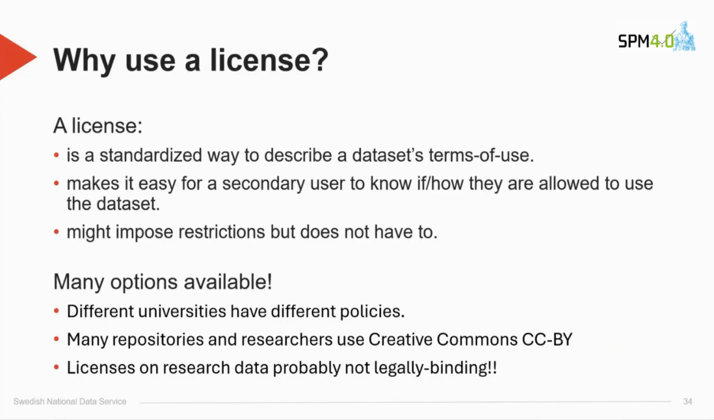Okay, a license is a standardized way to describe a data set's terms and conditions, and it makes it easier for a secondary user to know if they're allowed to use the data set. Often people think with the license, oh, I'm restricting the use of data, because that's what we usually think of licenses as, some sort of restriction. But actually it doesn't have to be that way. You can give something a Creative Commons 0 license. It's not formally a license, but anyway, which says you do whatever you want with this, right? A license is just a statement of what you're allowed to do. It doesn't necessarily restrict people.